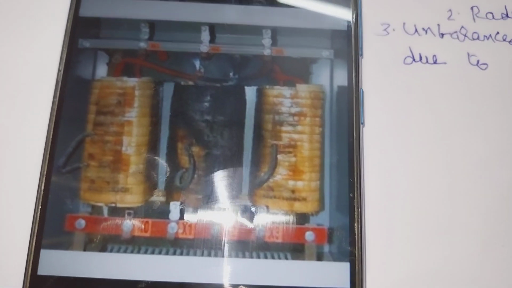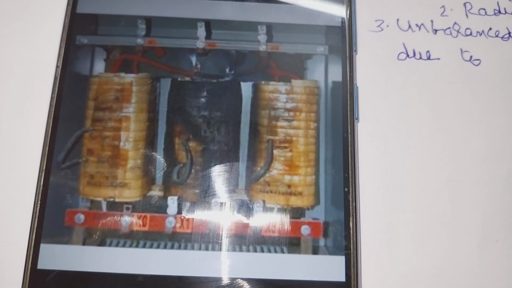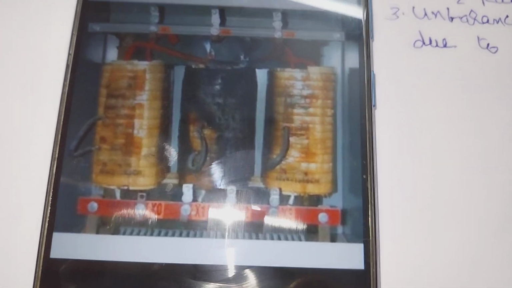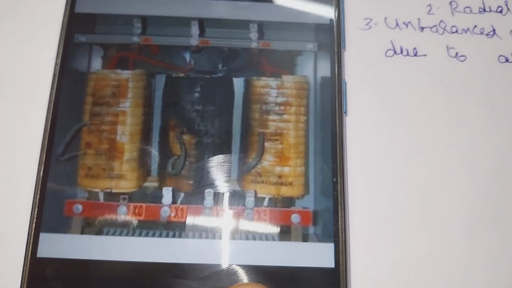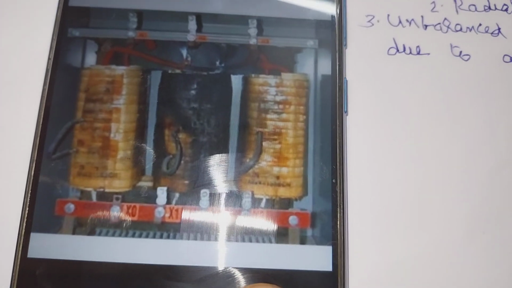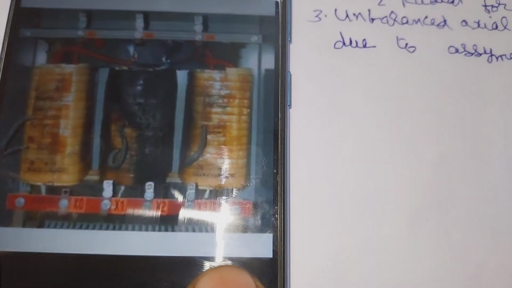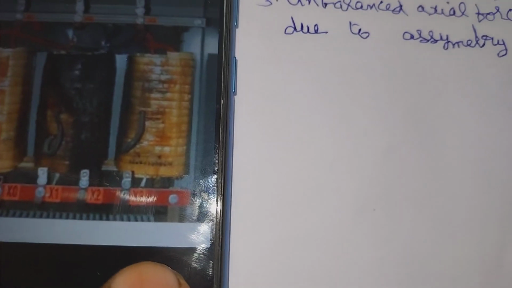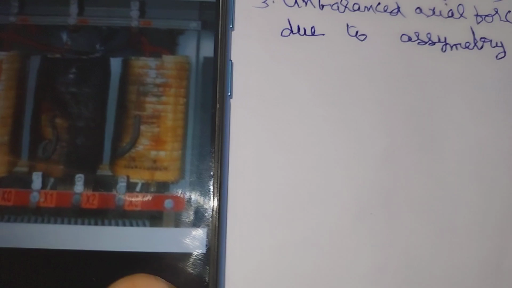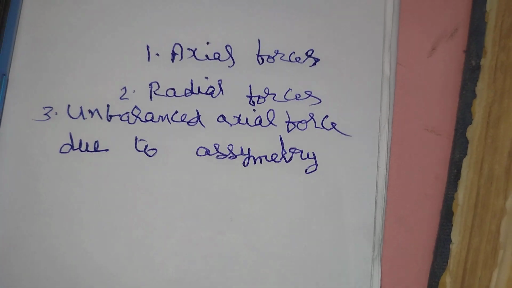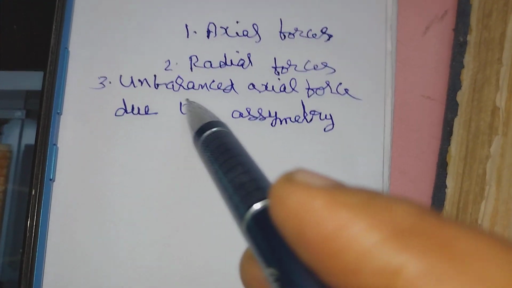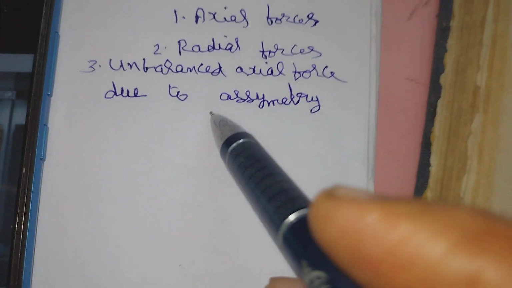The failure of transformers could be attributed to electrical as well as mechanical reasons. In this video, we shall discuss the mechanical reasons for the failures. The mechanical reasons may be due to radial forces, axial forces, and unbalanced axial force due to asymmetry.